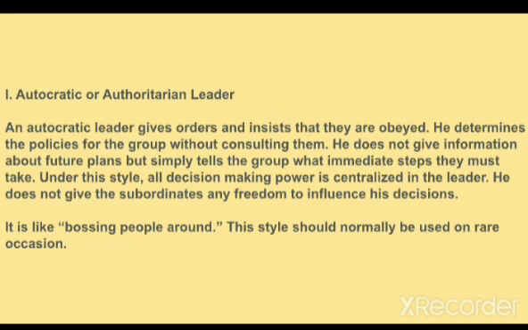Means, in this the policies which are settled are not discussed with the followers, these are directly implemented. He does not give information about future plans but simply tells the group what immediate steps they must take. Under this style, all decision making power is centralized in the leader. He doesn't give the subordinates any freedom to influence his decisions. It is like bossing people around. This style should normally be used on rare occasions.